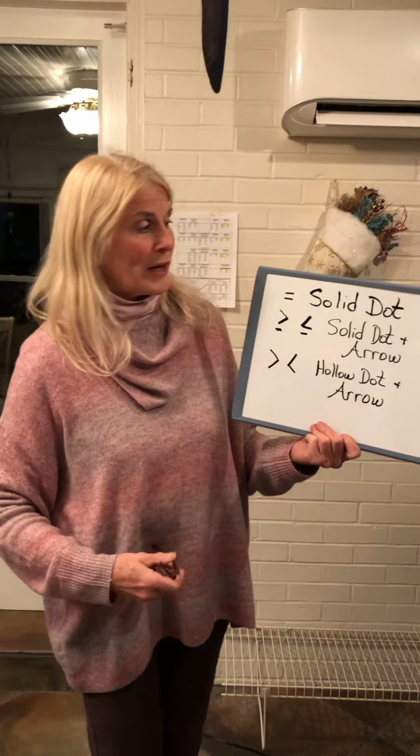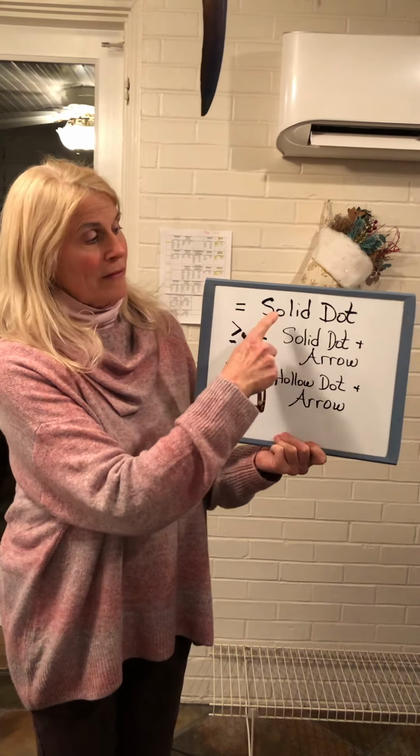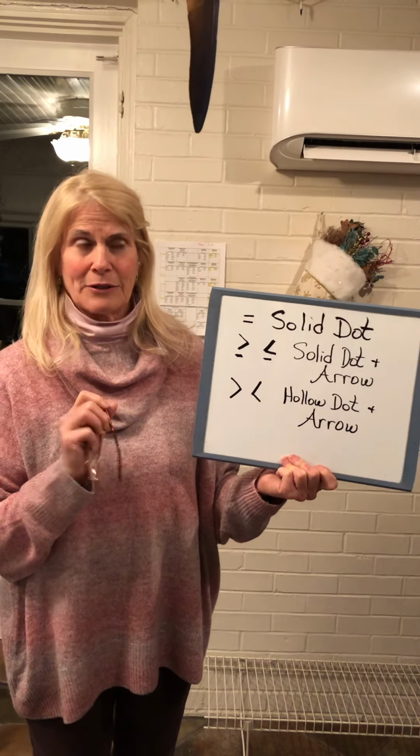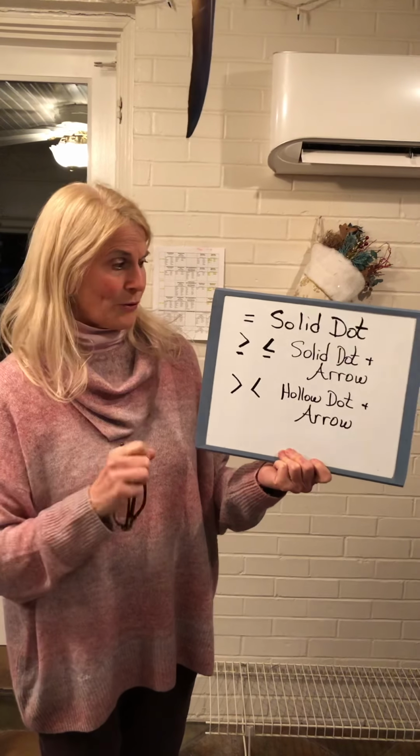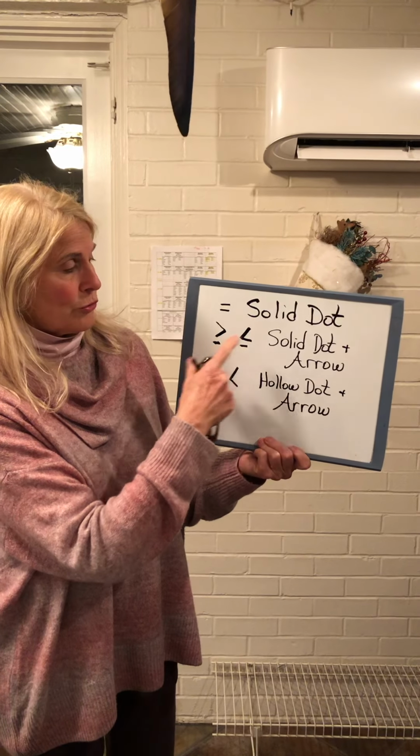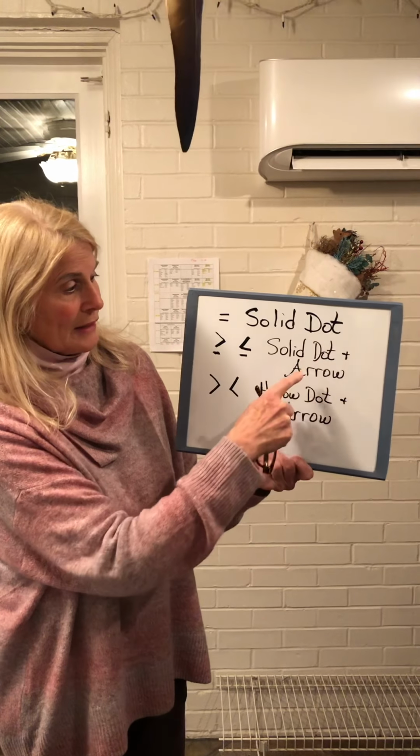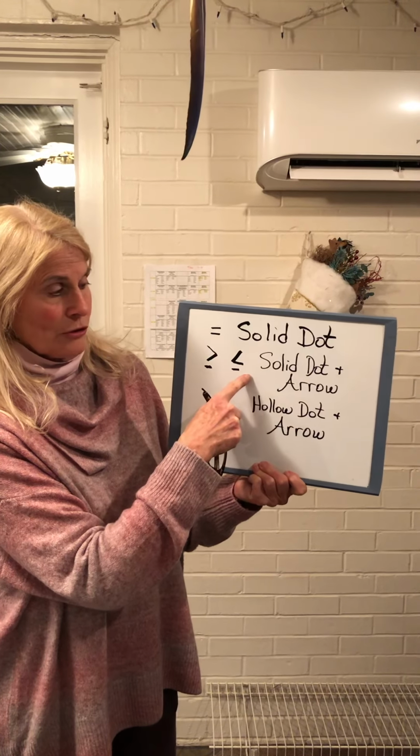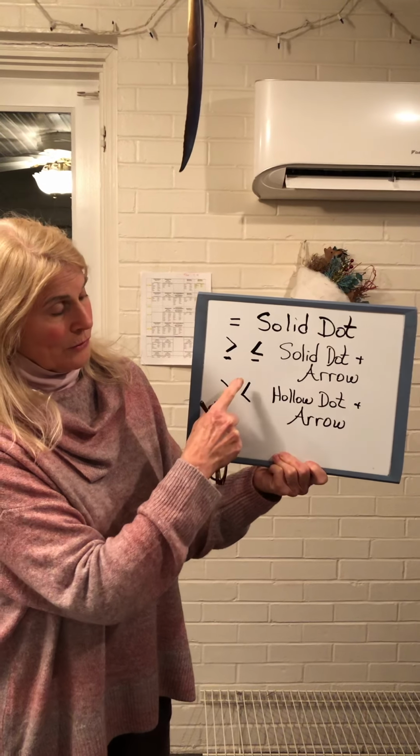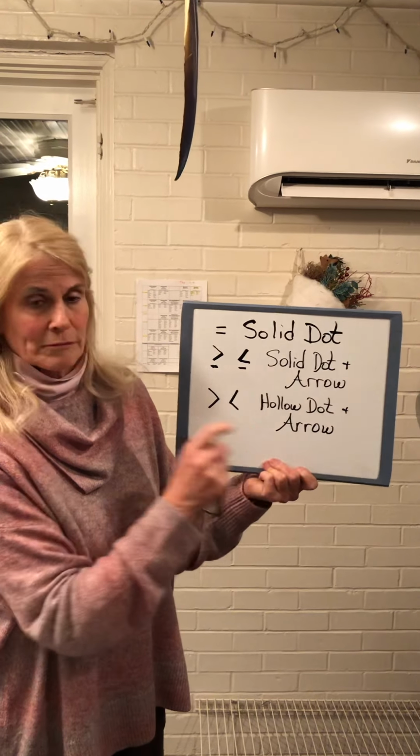So we'll be doing equations. If your equation has an equal sign, then you will graph a solid dot with that, right? And you'll understand this better when I go over the examples. If you have greater than or equal to, or less than or equal to, you'll have a solid dot and an arrow for that solution. Or if you just have greater than or less than, you'll have a hollow dot and an arrow, okay?